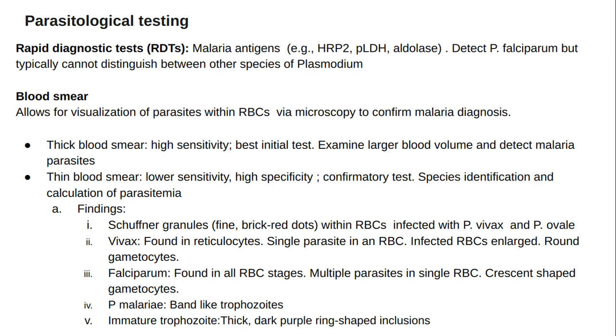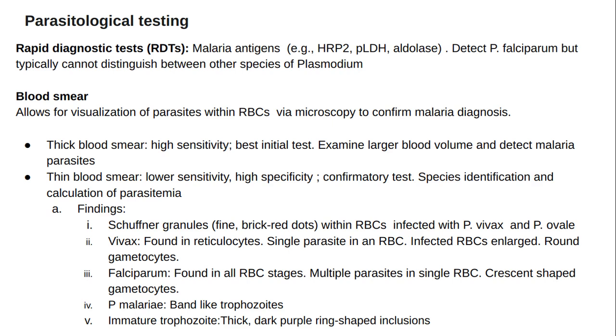Blood smears allow for visualization of parasites within RBCs via microscopy to confirm malaria diagnosis. Three thick and thin smears 12 to 24 hours apart should be obtained. A single negative film or antigen does not exclude malaria. Thick and thin films should be repeated with fever spikes until a positive test or 3 negative films.